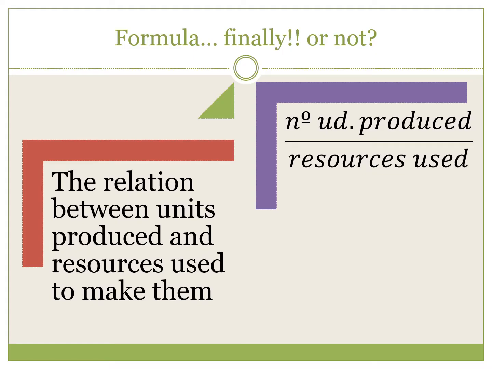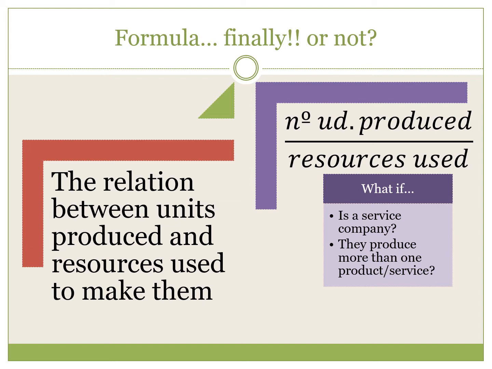Let's go to the formula finally, or maybe not yet. We said that the productivity was the relation between the units produced and the resources used to make them. The relation means that we're going to divide. So on top, we're going to place the number of units produced, and on the bottom, we're going to place the resources we use to produce them.